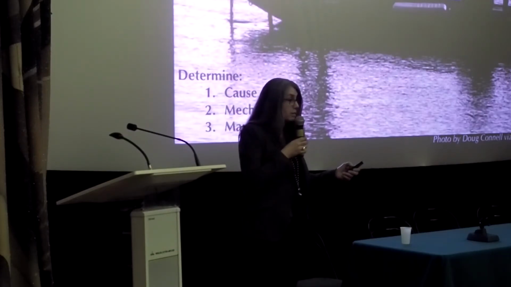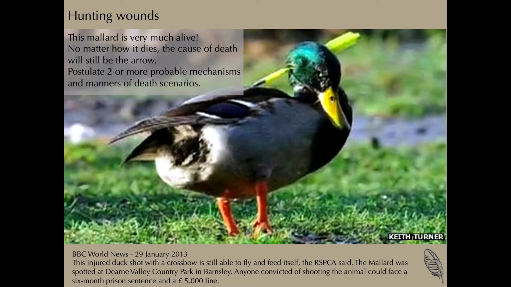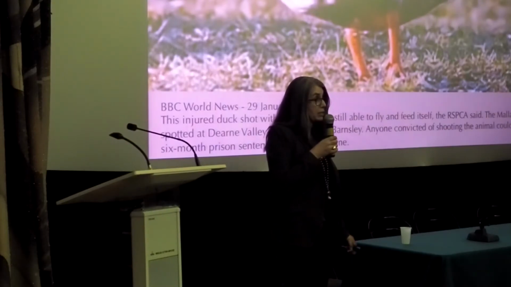And in this particular picture, we know that the cause of death is always going to be that arrow that is through the mallard's head, but unfortunately it's still walking around. So we can make guesses on what's going to happen. We can make guesses that the mechanism of death could be predation, it could be entanglement with vegetation, it could be a whole suite of things. And we're also guessing that there will probably be infection, but we don't know. But the cause of death is still going to be related to the arrow.